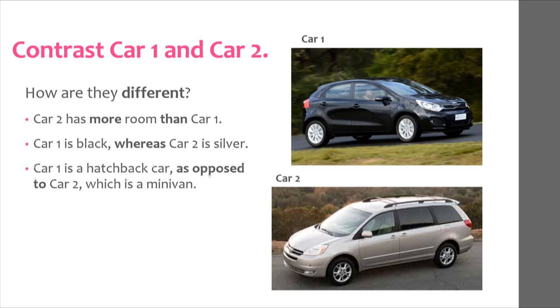You could also say car 1 is black, whereas car 2 is silver. And whereas is your contrasting word in this example. Or you could say car 1 is a hatchback car, as opposed to car 2, which is a minivan. And in that sentence, as opposed to is your contrasting phrase that shows that you are talking about differences, not similarities.